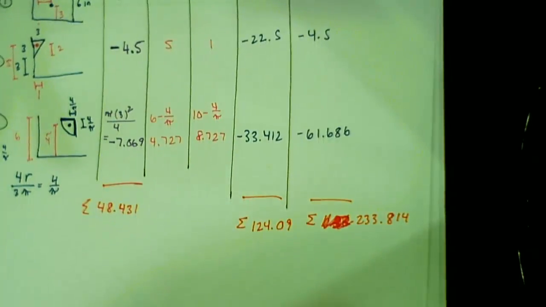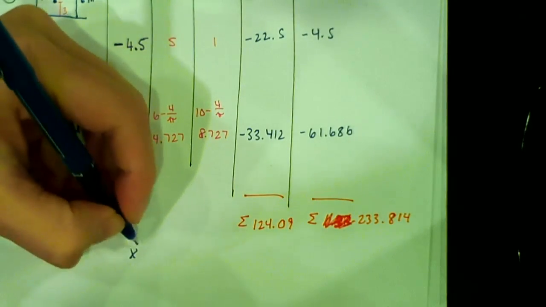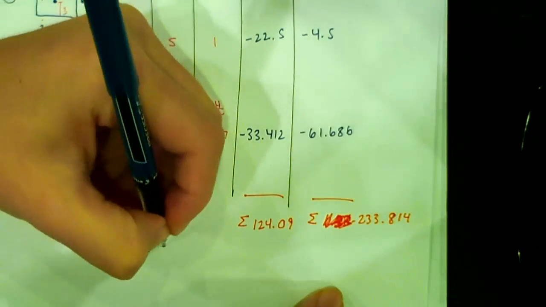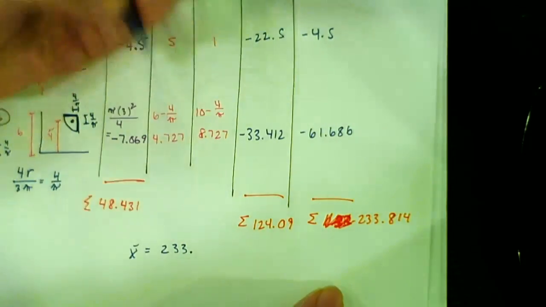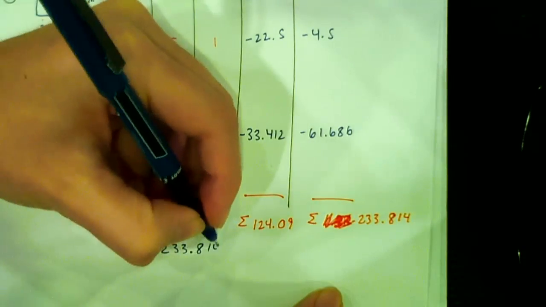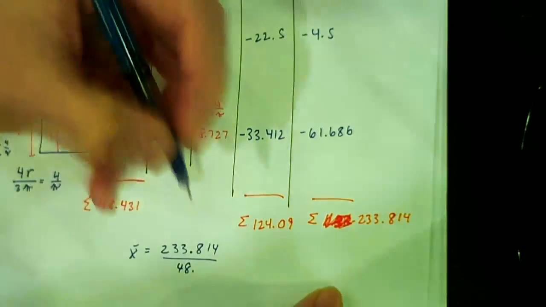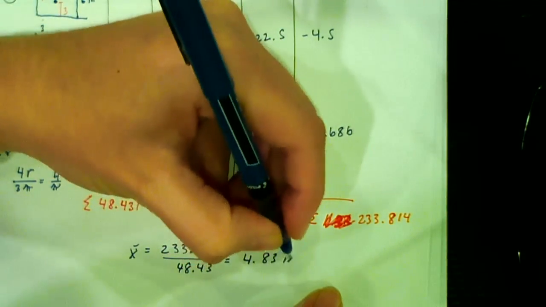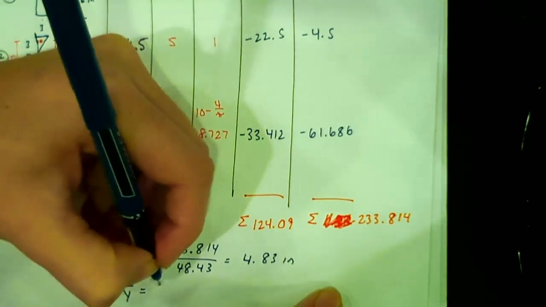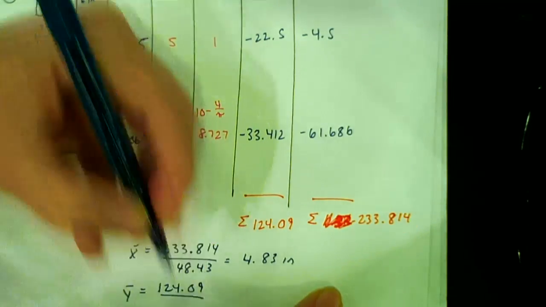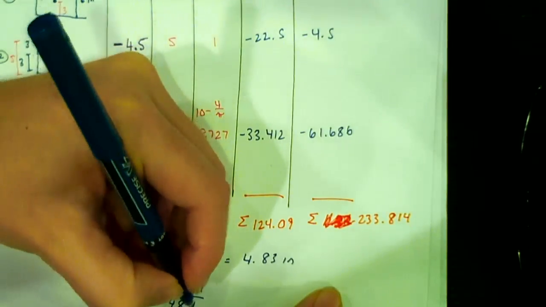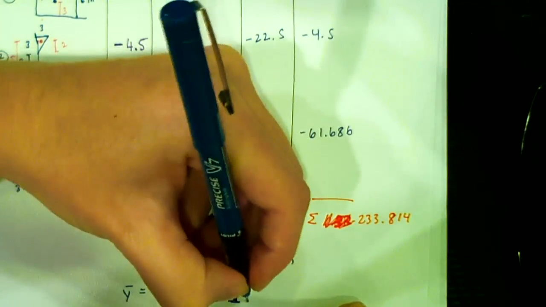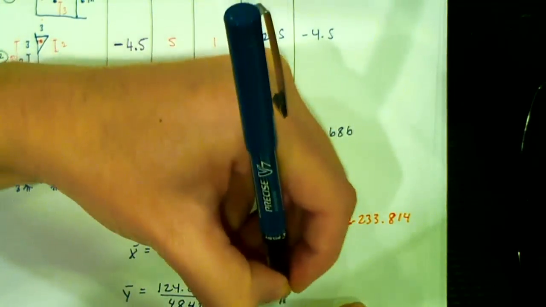So now I can say that my x bar is equal to x tilde divided by A. So that's 233.814 over 48.43. That gives me 4.83 inches. And then y bar, 124.09 over 48.43. So I get 2.56 inches.